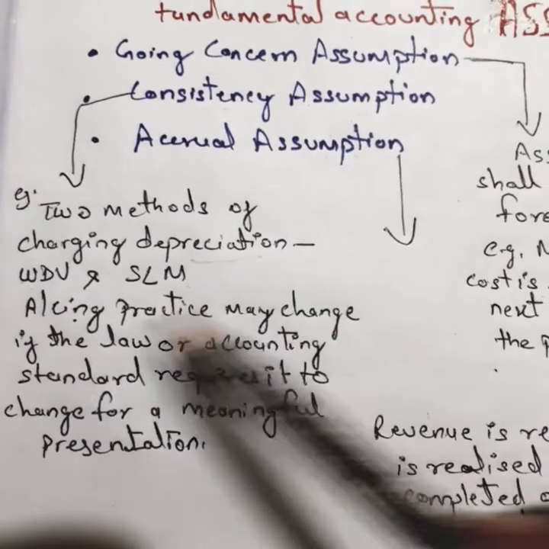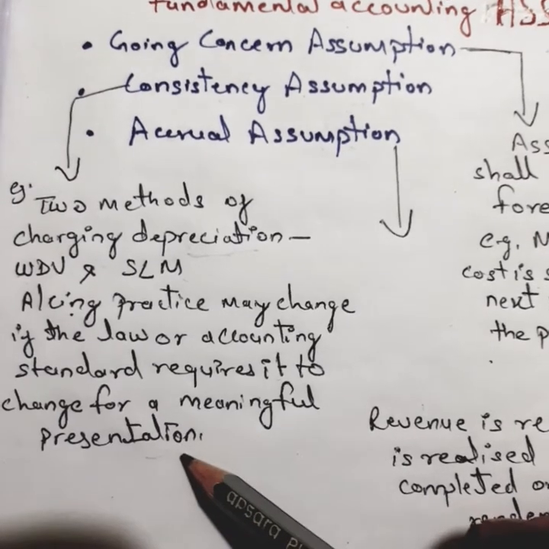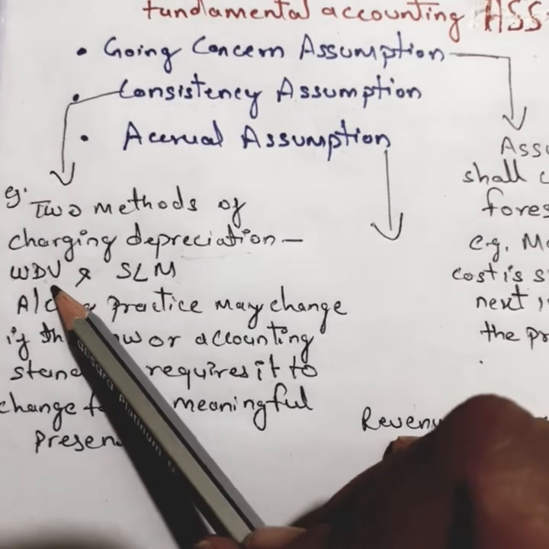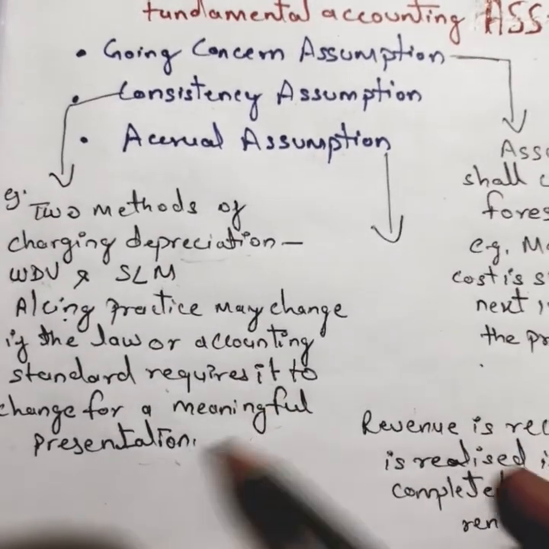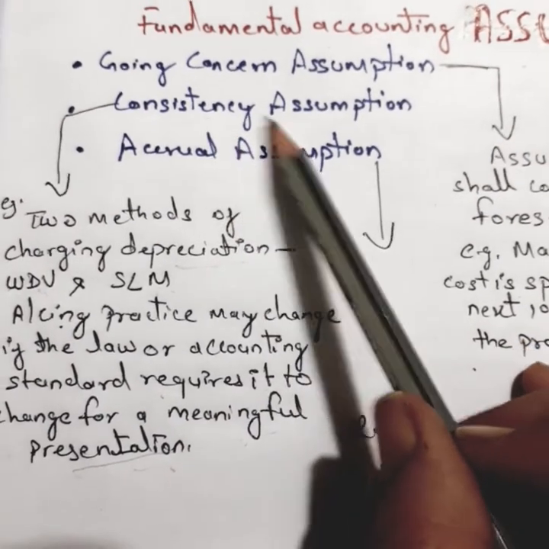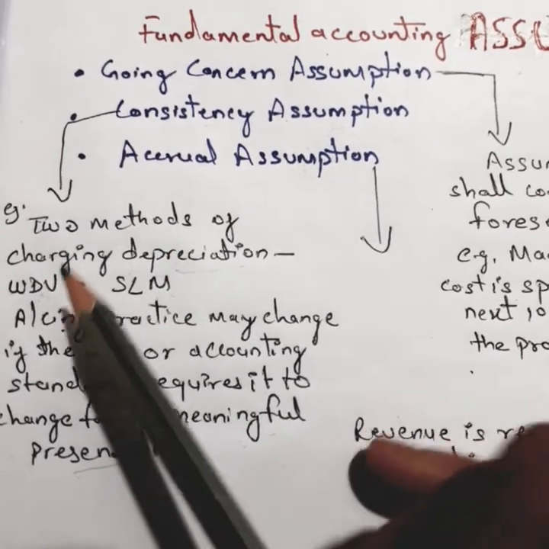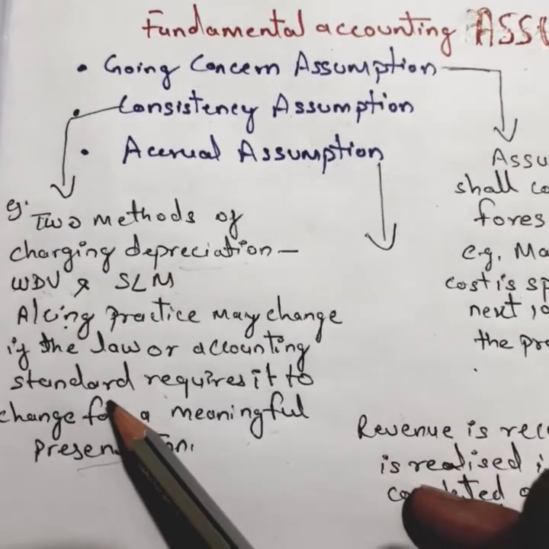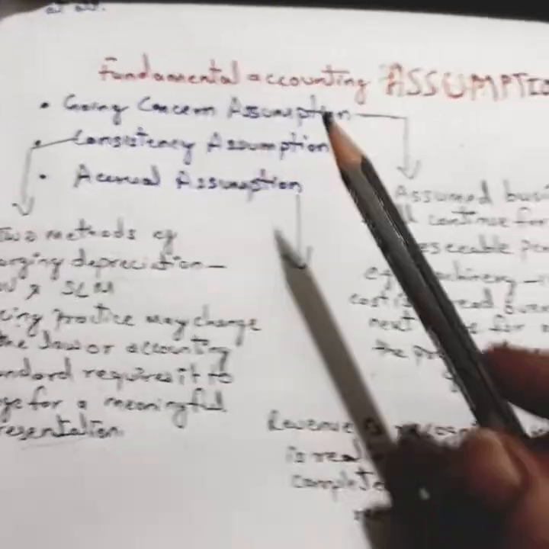So accounting practice may change if the law or accounting standard requires it to change for a meaningful presentation. You can switch over from WDV to SLM and SLM to WDV as per the law or your accounting standard, and if it's important for your presentation. So consistency: initially it is a good practice if you follow the same charging method. But if your business requires, or if there is any change in the accounting standard or law, then for meaningful presentation you may change your method.